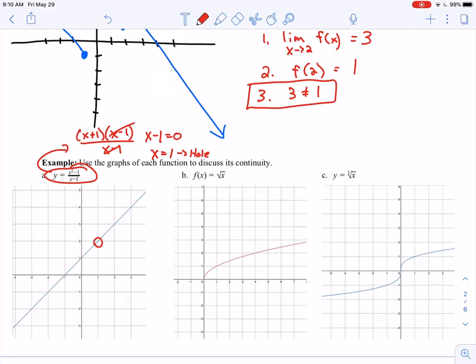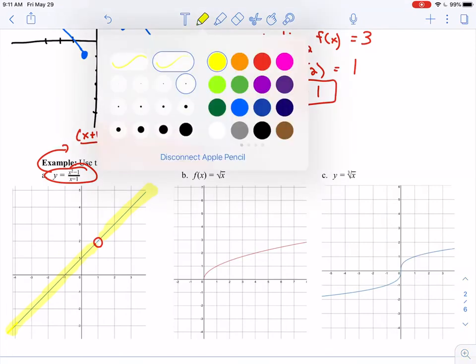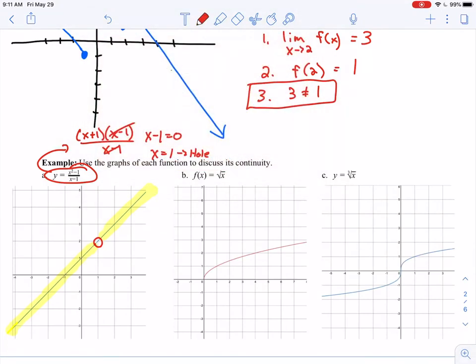So for this function, think about tracing it. Where do we need to pick our pencil up? Sometimes it's easier to locate the points of discontinuity rather than to think about where a function is continuous. So here, if I were to trace this function, as soon as I get to that hole, I know I'm going to have a problem right there. That's a discontinuity. But everywhere else, it looks like it's fine. So you could talk about the continuity of this function in a few different ways.